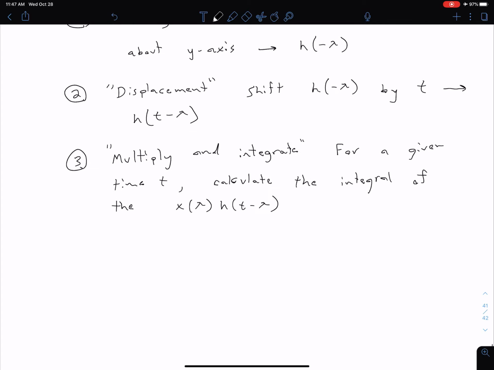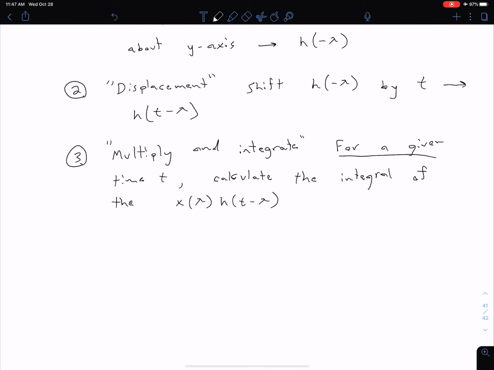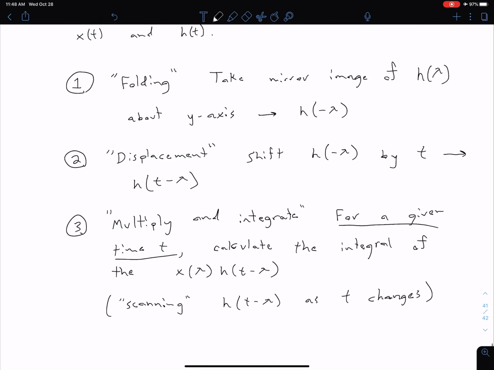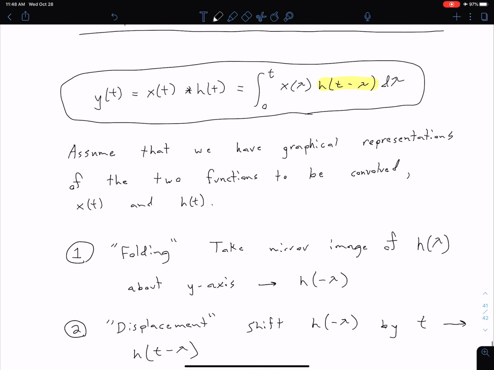If we focus on a given time t, what we're really doing is scanning this shifted, displaced version of our h across different t values, and we're seeing how it changes. So we're scanning our h of t minus lambda as our t value is changing. That third step is just finding this product and then taking the integral. And again, by scanning, we're accounting for different time intervals t.